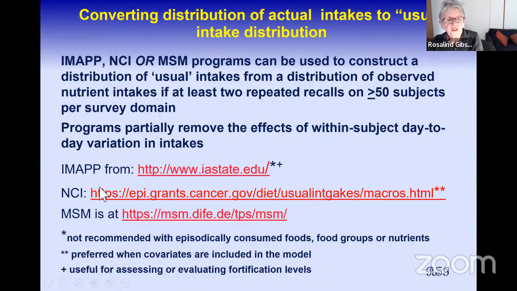Okay. So this is the program that I would recommend that you use, this Multiple Source Method program. It's the easiest program for converting your actual intake to usual intakes. Only if you're interested in fortifying foods should you use IMAP. It's more difficult. MSM, based on our experience, is easier to use than IMAP.